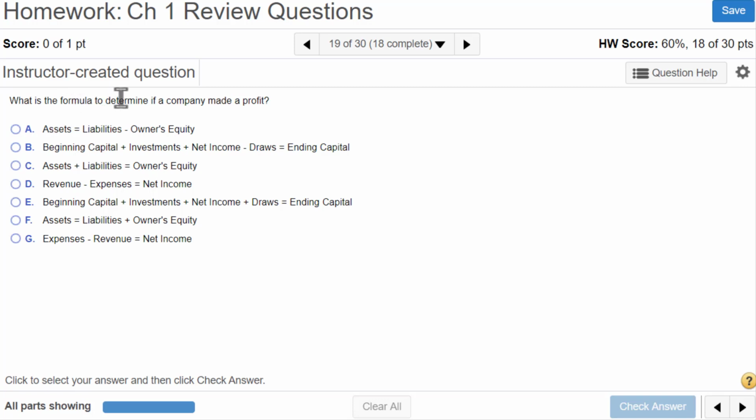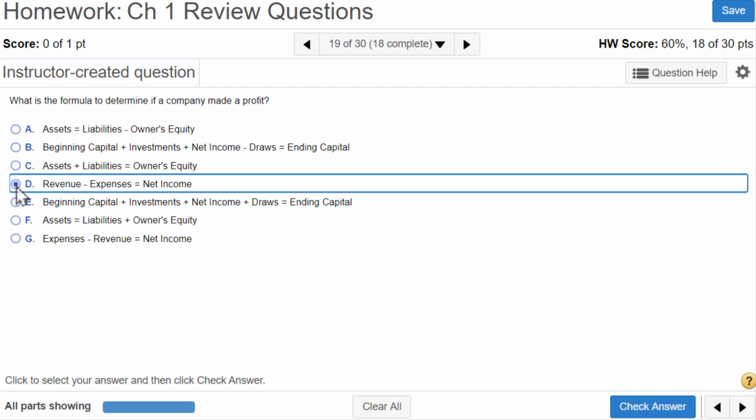What is the formula to determine if a company made a profit? You might say, well, wasn't that the same as the last question? Well, the last question was, what's the formula for determining net income? So this is actually asking you if you know that net income and profit are the same thing. So it's still revenue minus expense equals net income, also called profit.